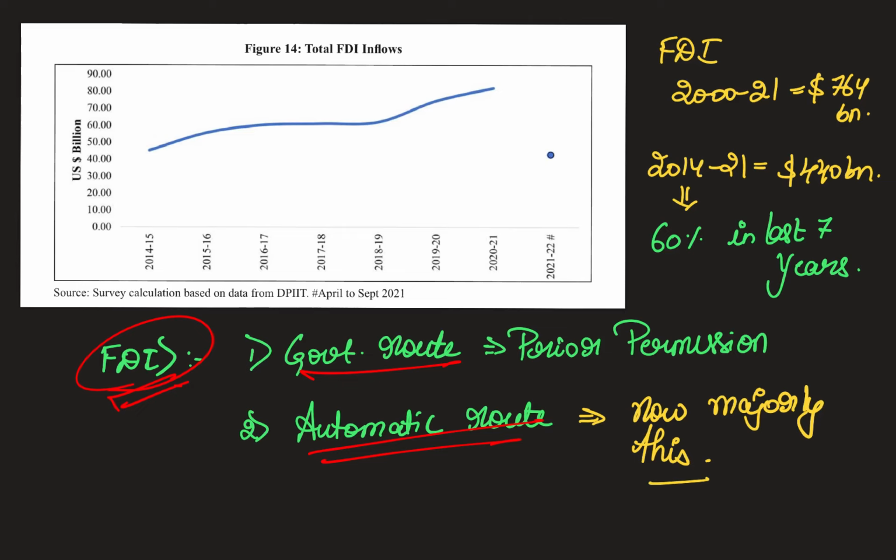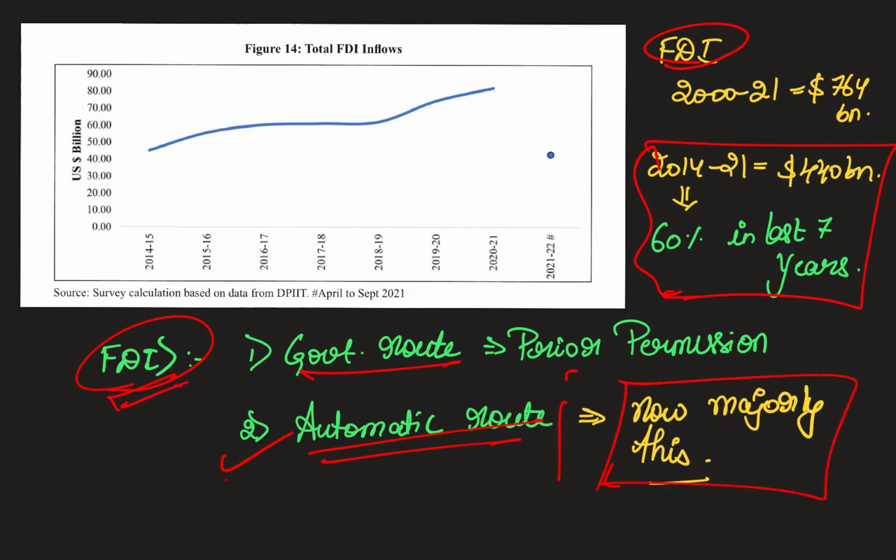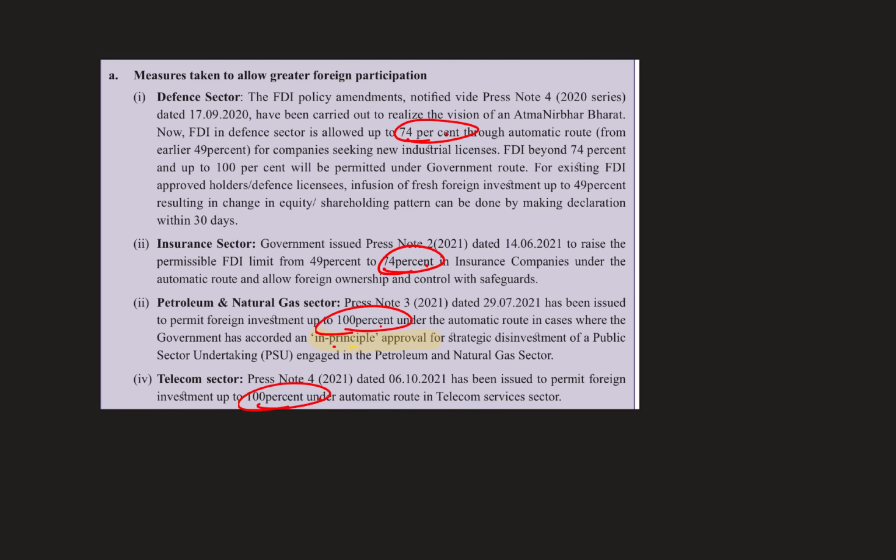So if you take a look at the trends of FDI in the past 2 decades, 60% came in the last 7 years. And what is it that the government has done? Basically, they have liberalized this automatic route even further and more sectors were opened up. The economic survey talks about certain measures that were taken to allow greater foreign participation, especially in four sectors. Since it is mentioned in the survey, you have to remember this.